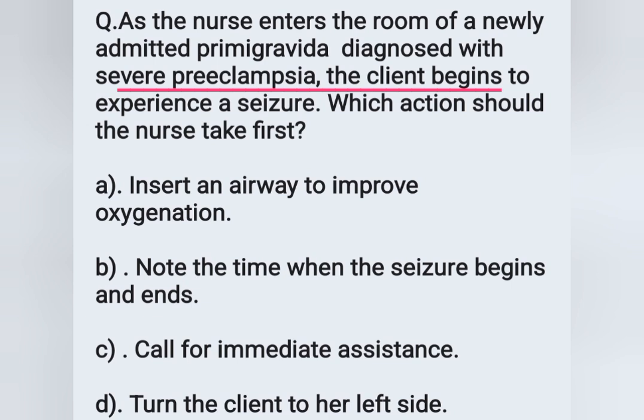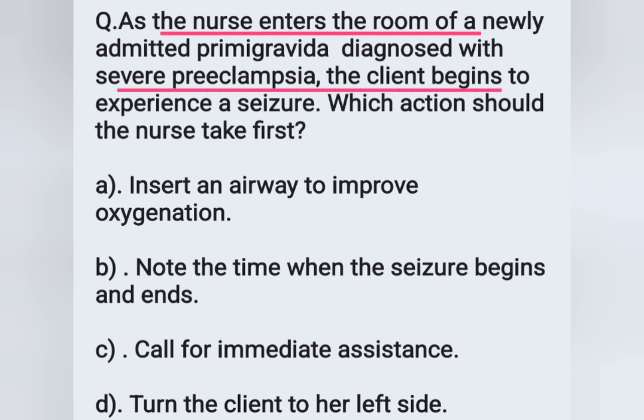As the nurse enters the room of a newly admitted primigravida diagnosed with severe preeclampsia, the client begins to experience a seizure. Which action should the nurse take first? Our options: Option A, insert an airway to improve oxygenation. Option B, note the time when the seizure begins and ends. Option C, call for immediate assistance. Option D, turn the client to her left side.